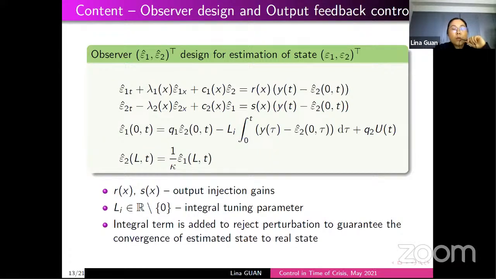The next step, we design an observer and derive the output feedback controller. We design the observer for the estimation of the linearized system state epsilon 1 and epsilon 2. Here Rx and Sx are the output injection gains. LOI is an integral parameter. The integral term is added to reject the disturbance to guarantee the convergence of the estimated state to the real state.